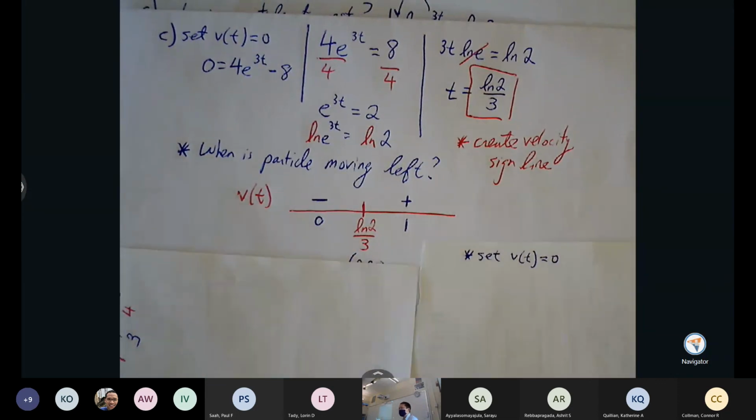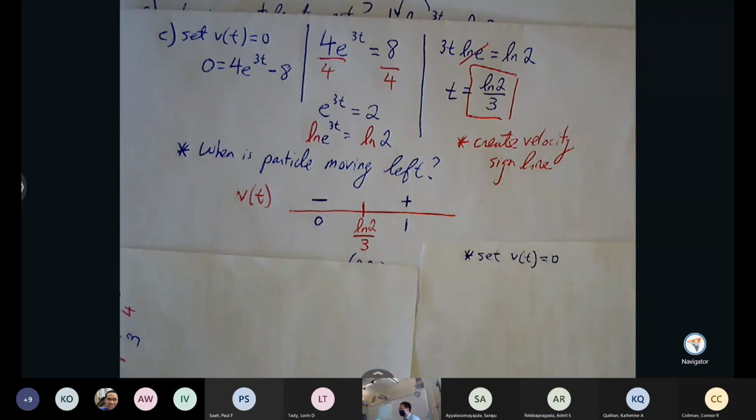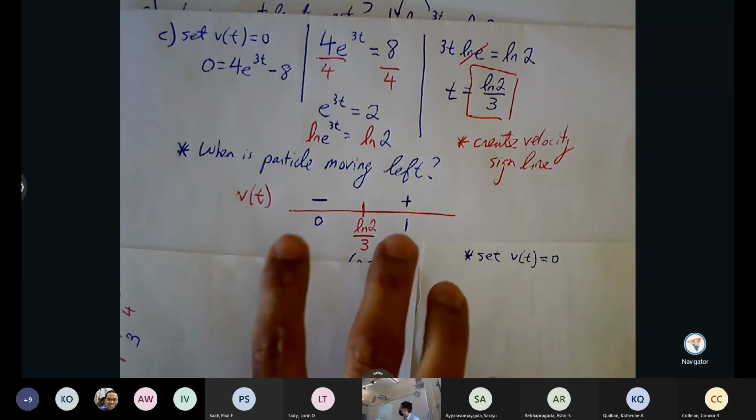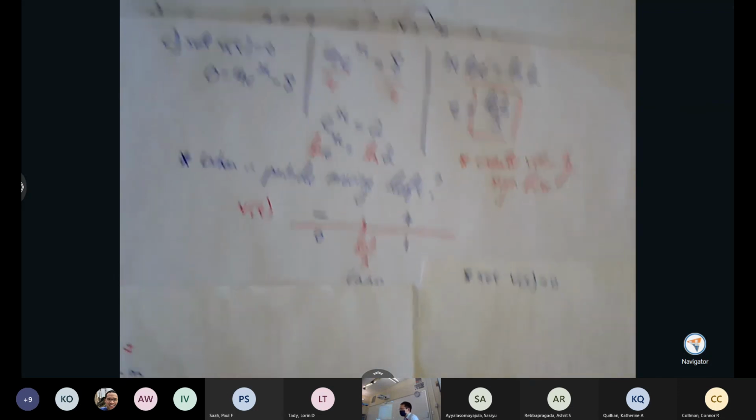Zero is just a test number. Negative infinity to natural log 2/3, right? So we don't want to include the test values in our interval. They're just telling us whether it's positive or negative. After that, we ignore those numbers. We're just using the critical number and infinity if we need it.